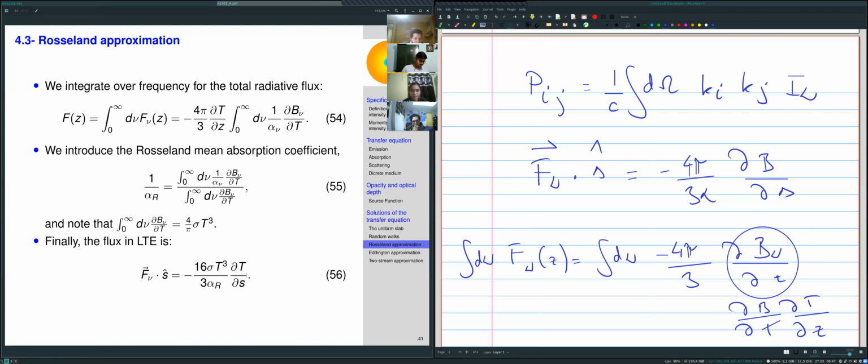With this, I've replaced the derivative over z with the derivative in any direction. This integral here in the denominator, the integral of d nu of dB nu over dT, can be shown to be 4 pi sigma T cubed. And so I introduced the Rosseland approximation, replacing the normalization of the Rosseland coefficient here with this. This is the normalization of it, and it comes here into the integral.